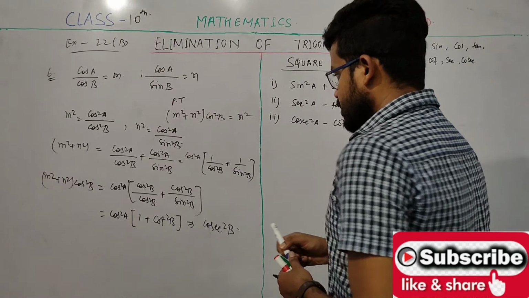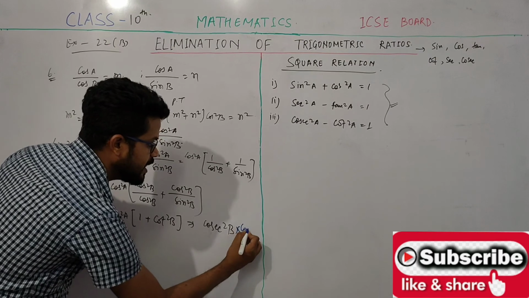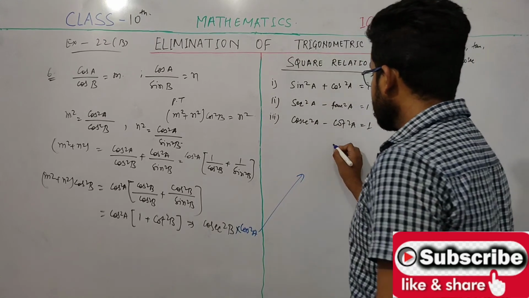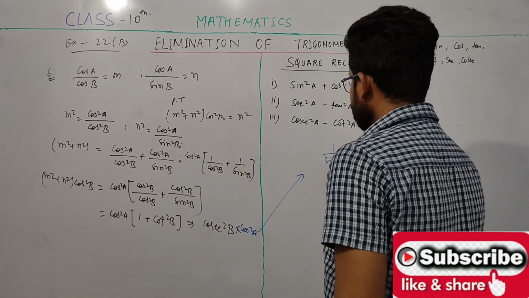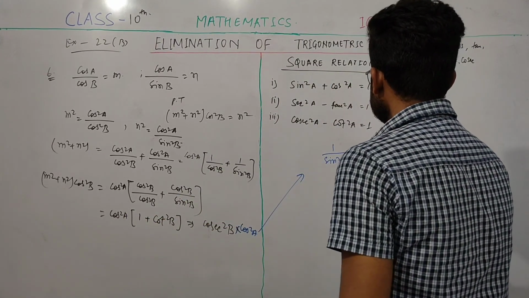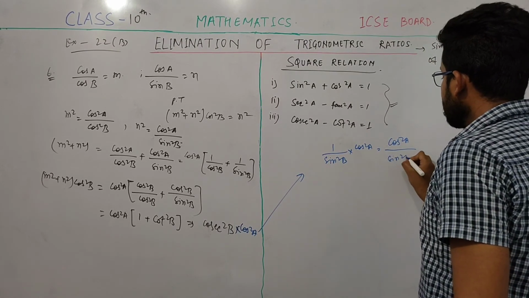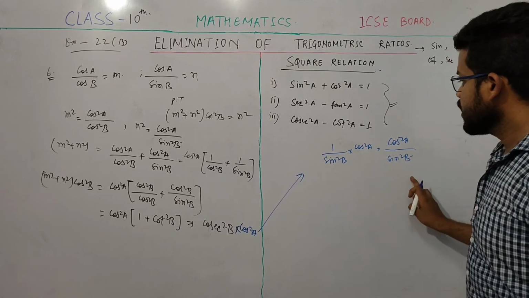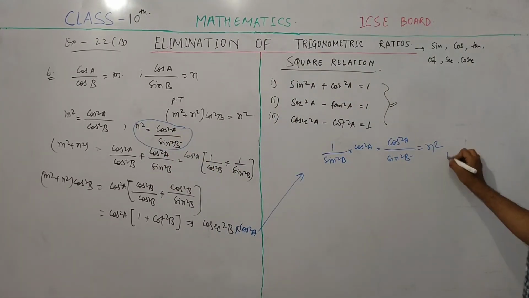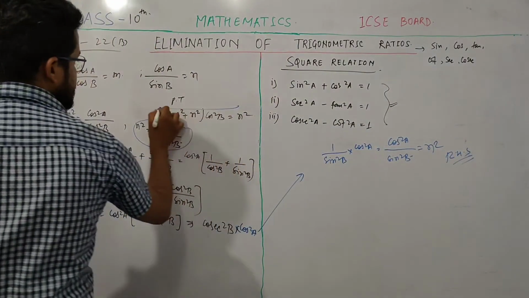Now after that, cos square a is the remaining portion. Cosec square b is 1 upon sin square b, and this cos square a stays as cos square a. So this will become cos square a upon sin square b, which is equal to n square. So I simply write here n square, which is equal to the RHS, and this is the proof of this relation.